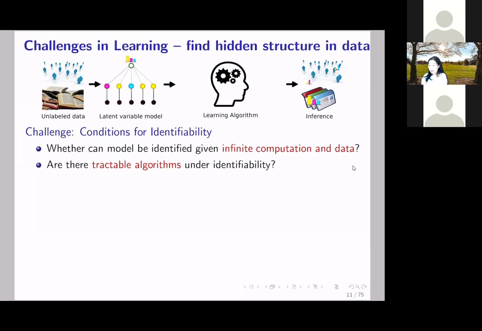So that's something that's very different from supervised learning or from learning without hidden variable models. Okay, so that's one challenge, I would say, when you have hidden variables. Now, another challenge is, are there tractable algorithms under identifiability? Let's say I know that the model is identifiable. Can you give me an efficient algorithm?